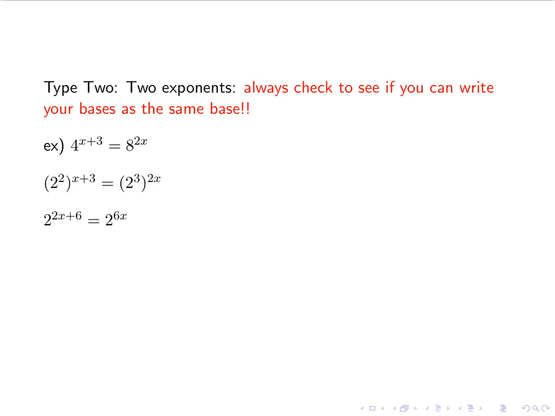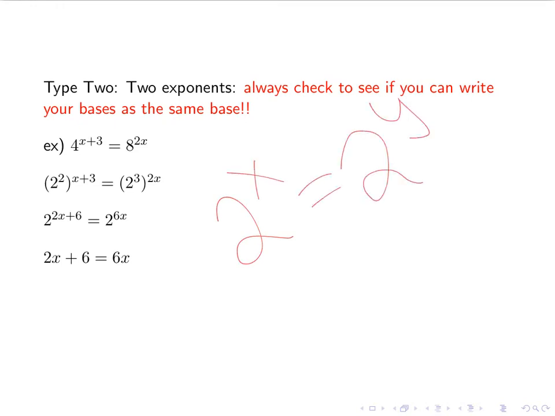Okay. Now here we can kind of think of the base 2's as canceling. I'm not dividing by 2, I'm not subtracting 2. I'm not doing an operation, I'm just kind of mentally canceling the 2's. And I have that 2x plus 6 equals 6x. If I have 2 to a power, or really anything to a power, and it equals 2 to another power, those powers have to be equal. It's the only way that's going to work.